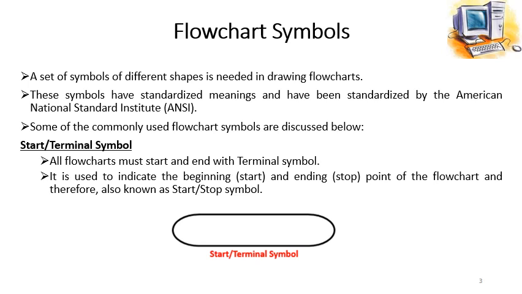In each and every flowchart there must be a terminal symbol, or the start symbol, in the beginning as well as at the end of the flowchart, because the symbol represents the start as well as the stop or the end of the flowchart. So that is called the start or terminal symbol, which is actually an oval shape.